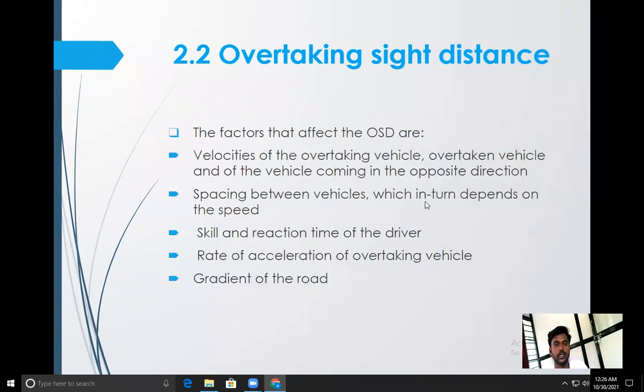The factors that affect the OSD are, okay, what are the factors that affect OSD? The velocity of the overtaken vehicle, and the vehicle coming in the opposite direction. This is very important. The velocities of all these three vehicles must be known to calculate the overtaking sight distance. Velocity of overtaking and overtaken.